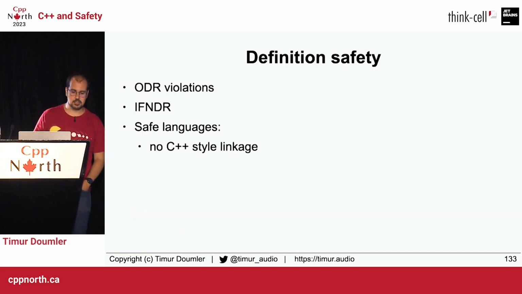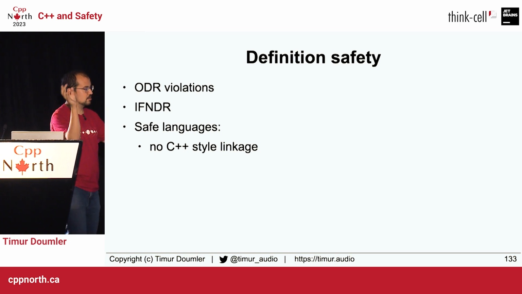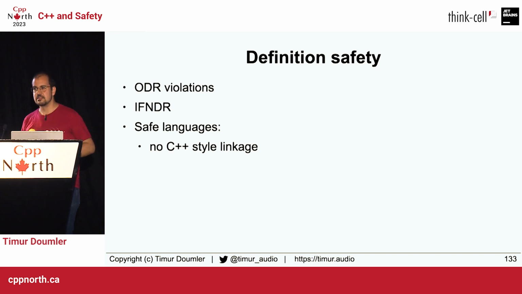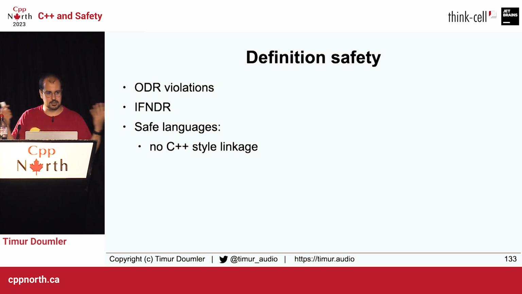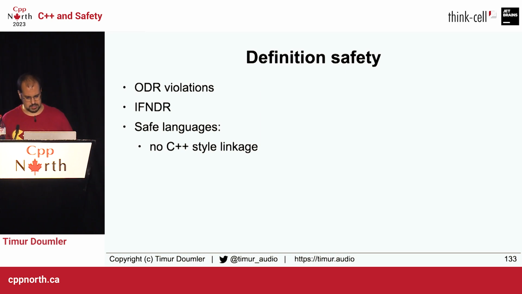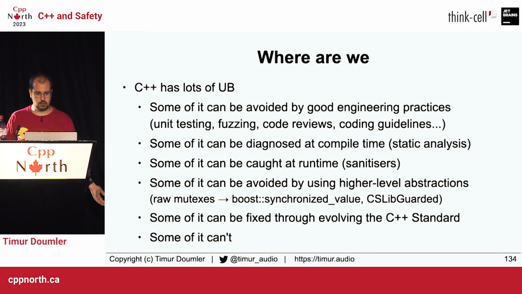We have ODR violations. We have this thing, ill-formed, no diagnostic required, where if you have two different definitions of the same class in two different translation units, you link them together, you get really weird, hard to diagnose bugs. And in safe languages, you don't have that problem because the way the building and linking works is different, right? So where are we with all of this stuff? C++ has a lot of UB, right?